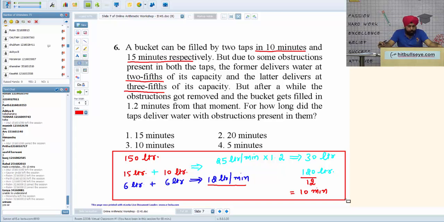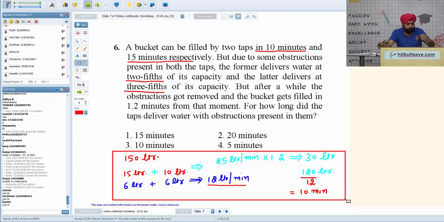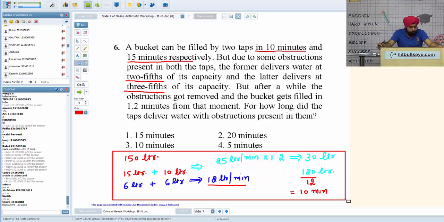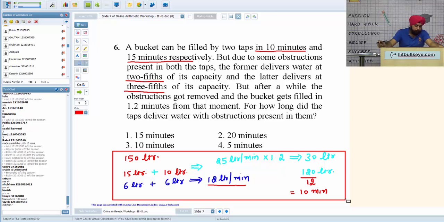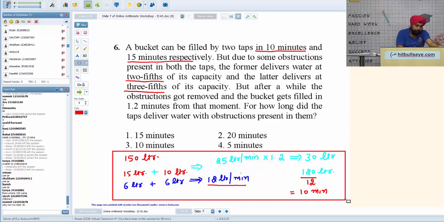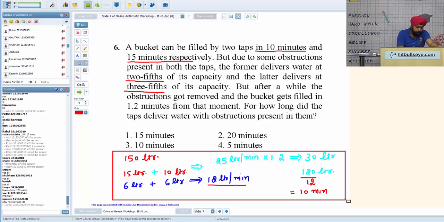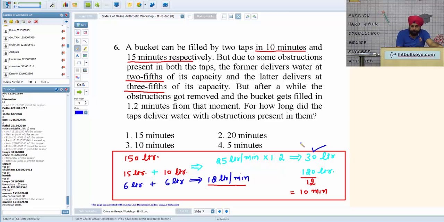Yeah, Tanya, tell me what you are not able to get out of it. See, in terms of time and work, tougher problems, it is always better to assume the total work in terms of number of units from where 120 came. That's perfect because we have taken the capacity to be 150 liters. Tanya, we took the capacity to be 150 liters and 30 liters were filled after the obstruction was removed. So that means the remaining 120 liters were filled when there was obstruction in the pipes.